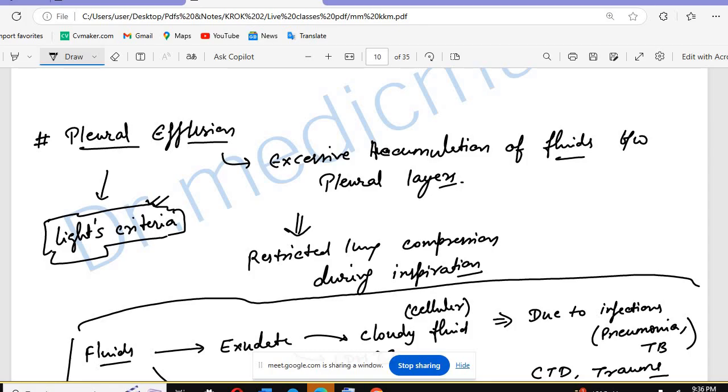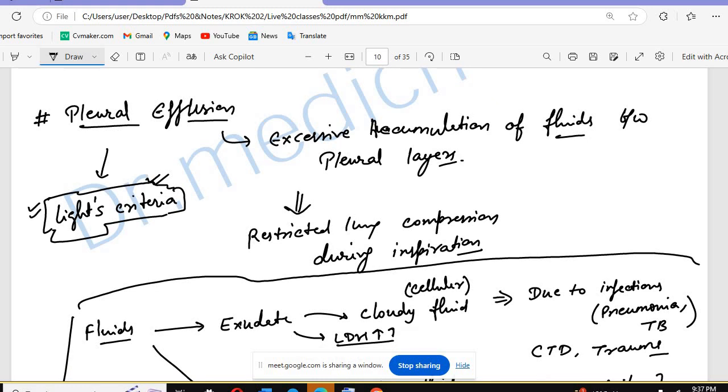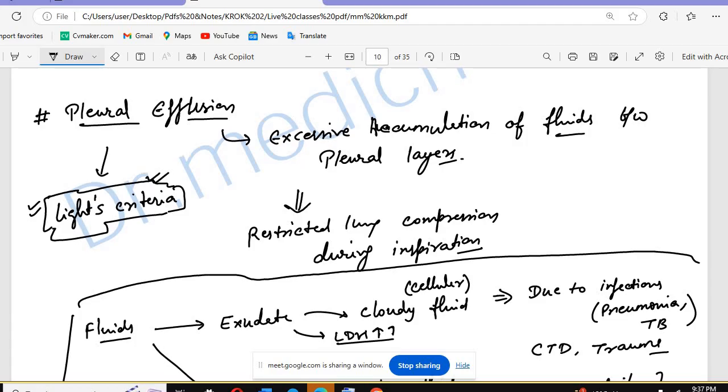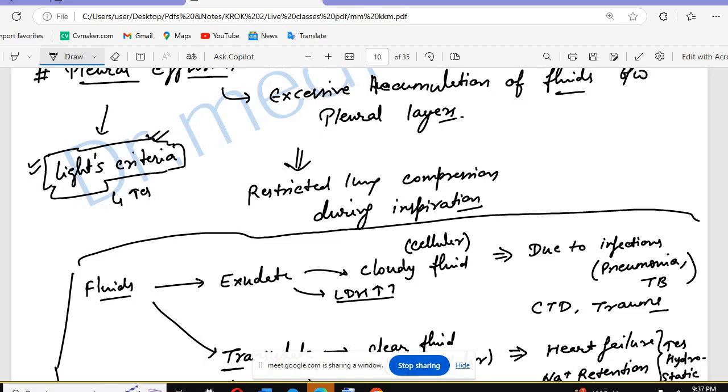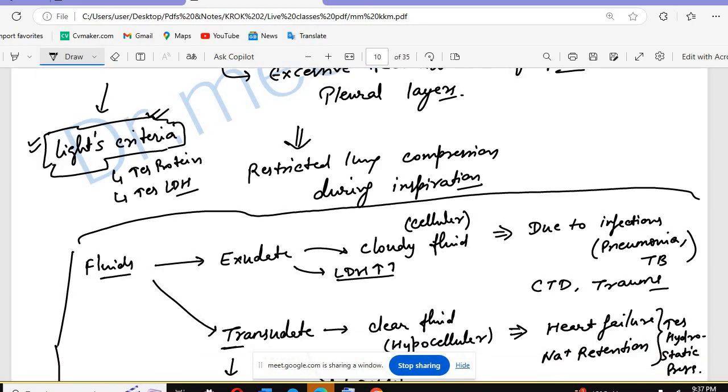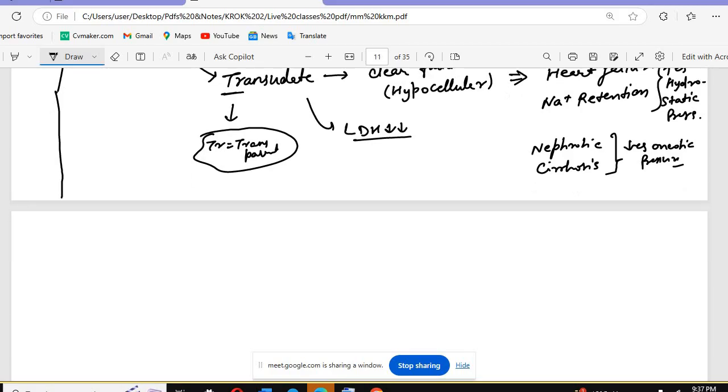Just remember, the Light's criteria is about the pleural fluid protein divided by the serum protein, and that should be more than 0.5. The second criterion is the pleural fluid LDH level divided by the serum LDH level, and that should be more than 0.6. So for pleural effusion, we have one criterion, the Light's criteria, which suggests an increase of protein and LDH level. That's why there will be exudate fluids in the pleural effusion.